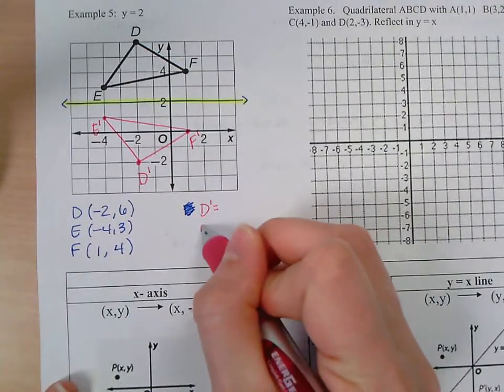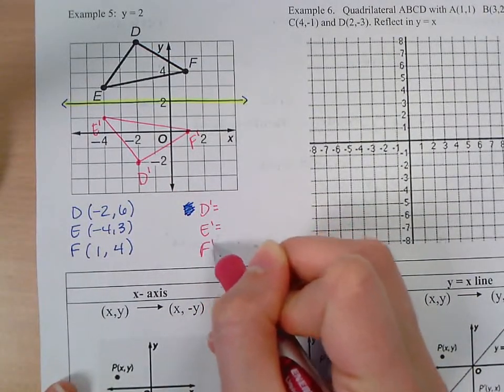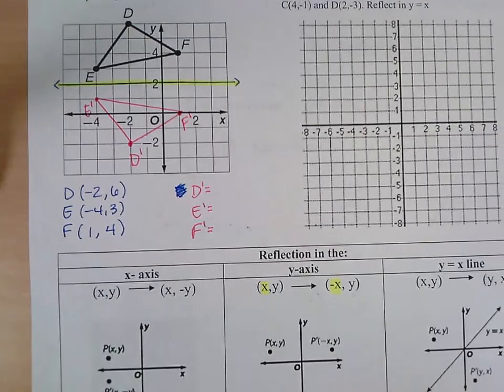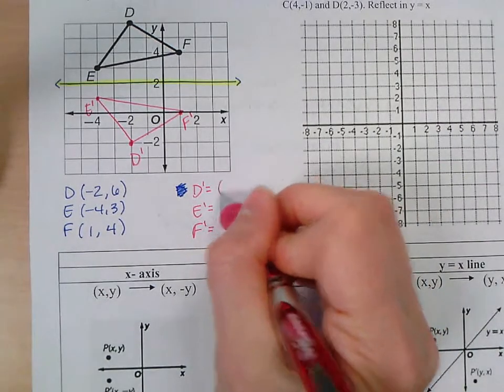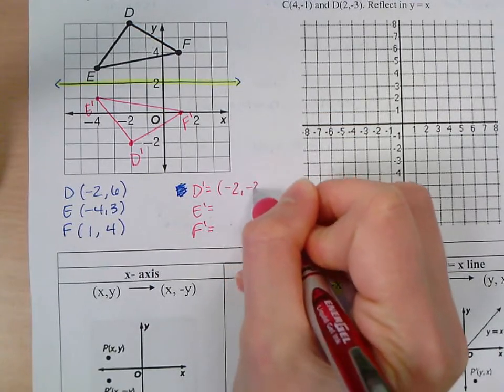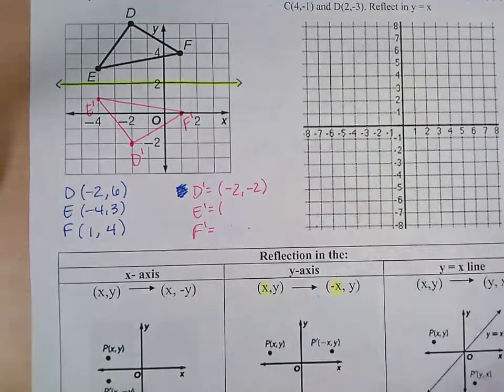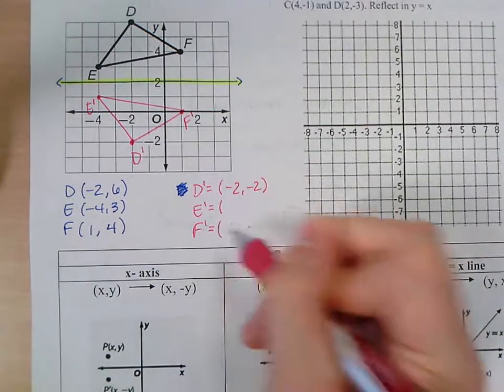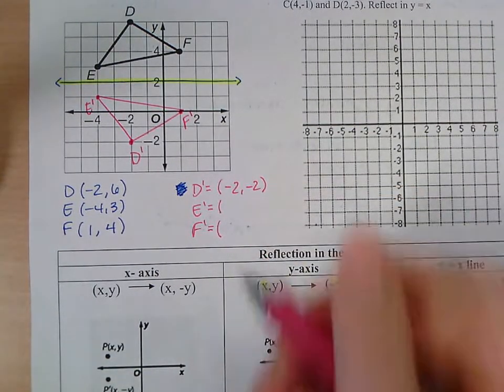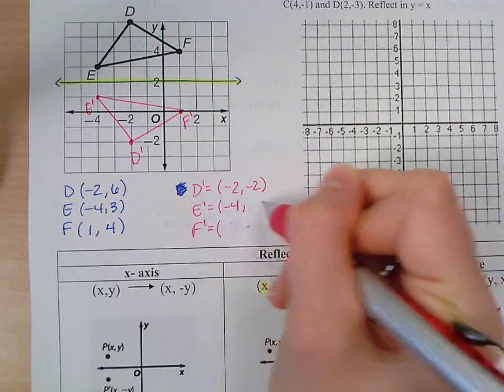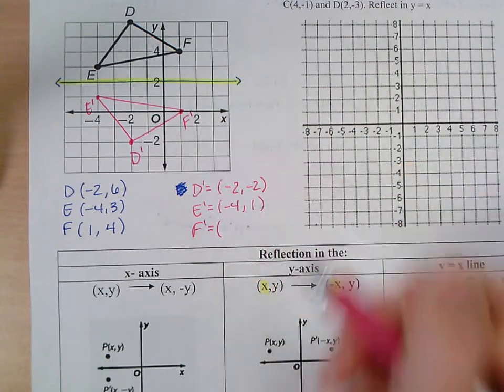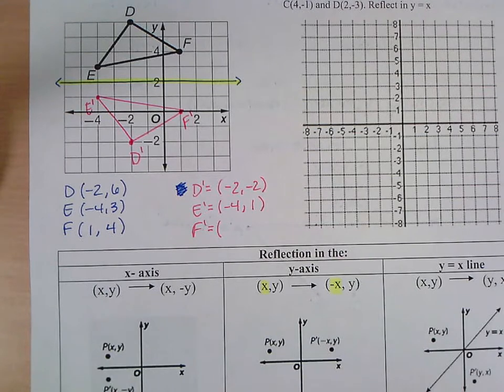So if we label the image, what ordered pair is D prime at? -2, -2. E prime? -4, 1. And then F prime is at 1, 0.